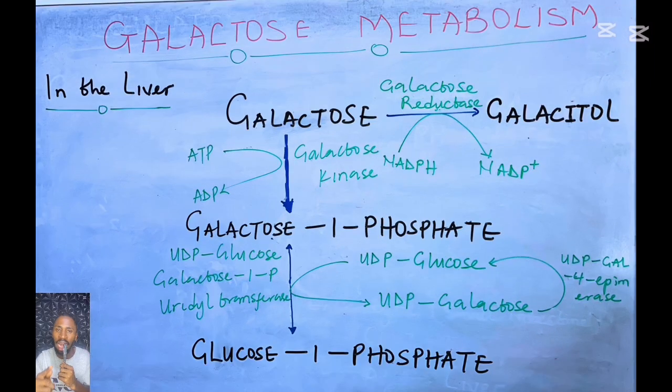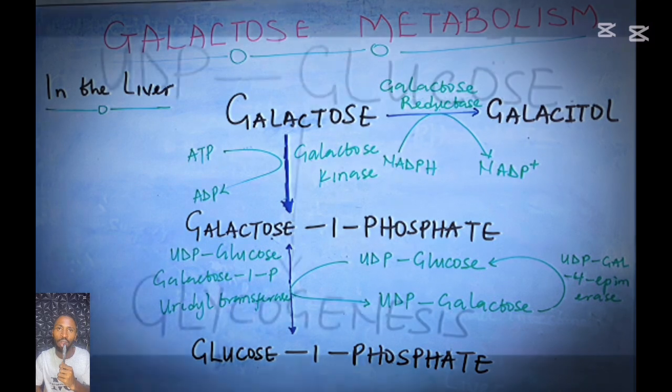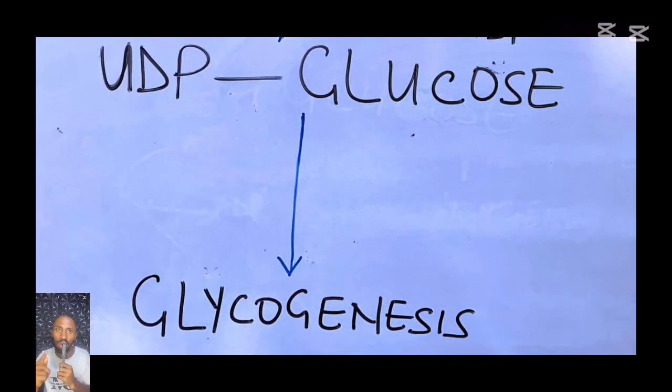While our UDP galactose is epimerized using UDP galactose 4 epimerase to form UDP glucose, which you need in glycogenesis, the formation of glycogen, where our glucose is stored in the liver.